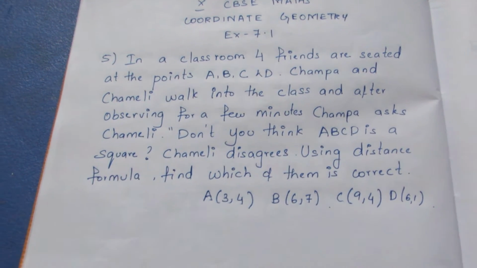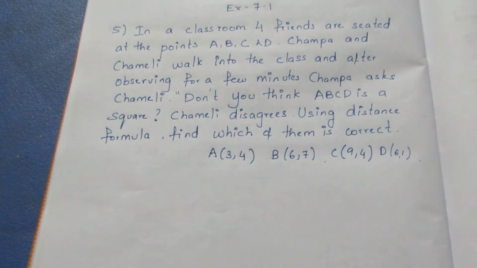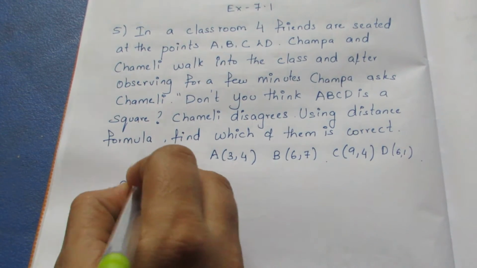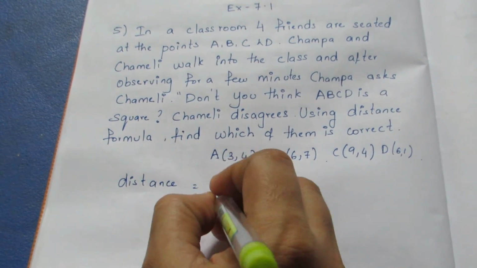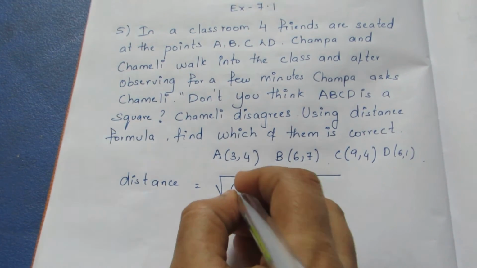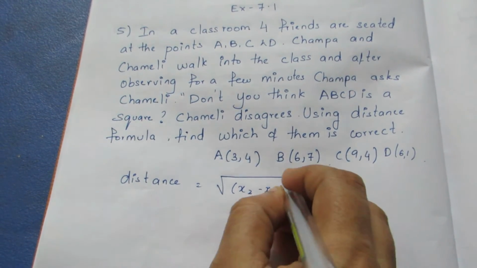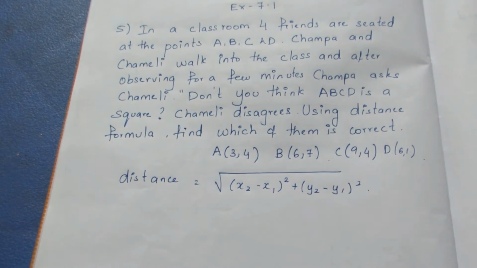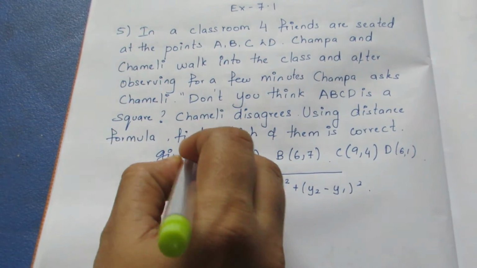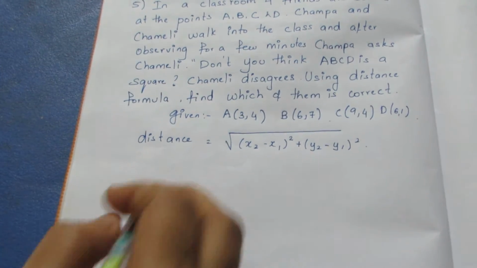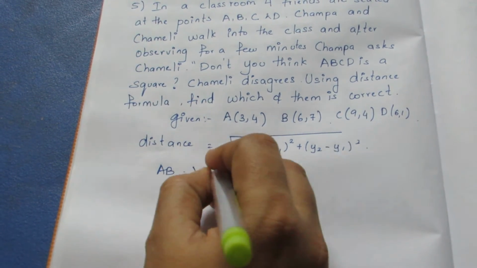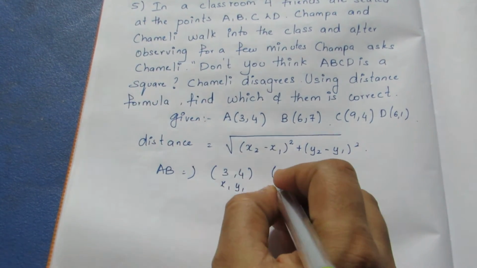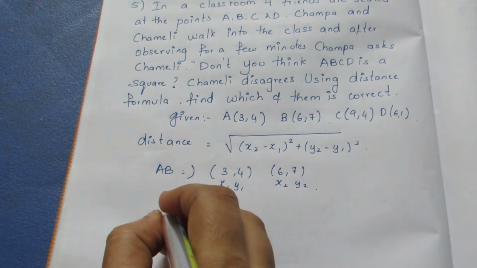So using these coordinates, we are going to find whether it is a square or not. For that we need the distance formula. Distance of AB. Write the formula first, which is root of x2 minus x1 the whole square plus y2 minus y1 the whole square. Now I am going to take AB first. The points are 3 comma 4 and 6 comma 7. So this will be x1 y1, this will be x2 y2. Just substitute in the distance formula.